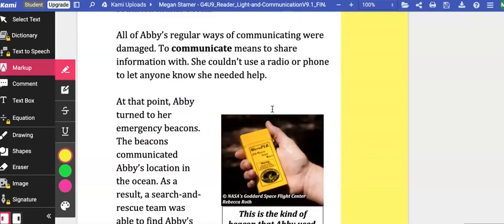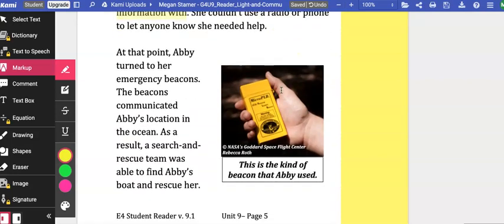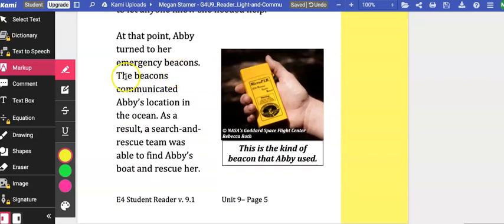All of Abby's regular ways of communicating were damaged. To communicate means to share information with. She couldn't use a radio or phone to let anyone know she needed help. At that point, Abby turned to her emergency beacons. The beacons communicated Abby's location in the ocean. As a result, a search and rescue team was able to find Abby's boat and rescue her.